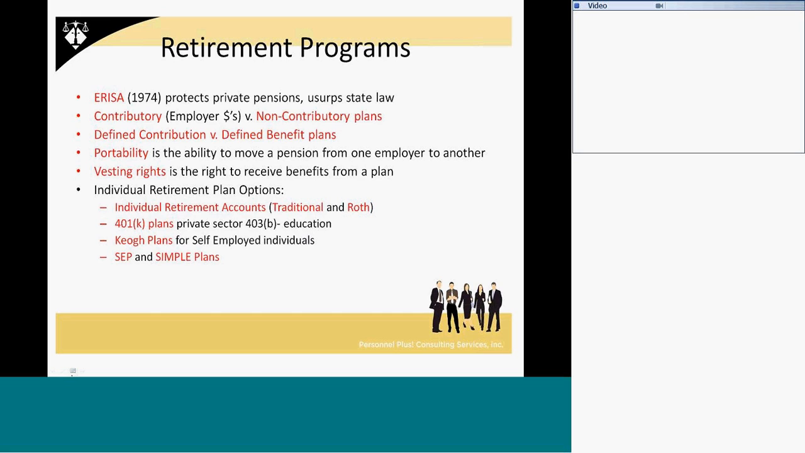Contributory is where the employer puts dollars into your retirement. Non-contributory is where it's 100% employee money. Defined contribution is where the employer commits to put in X dollars during a period of time. Defined benefit is where the employer guarantees a certain retirement amount. Very, very few places do defined benefits anymore.